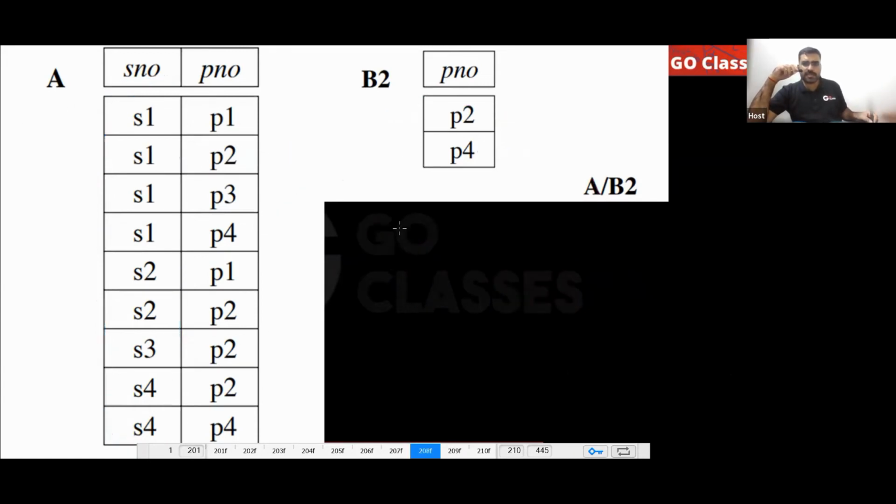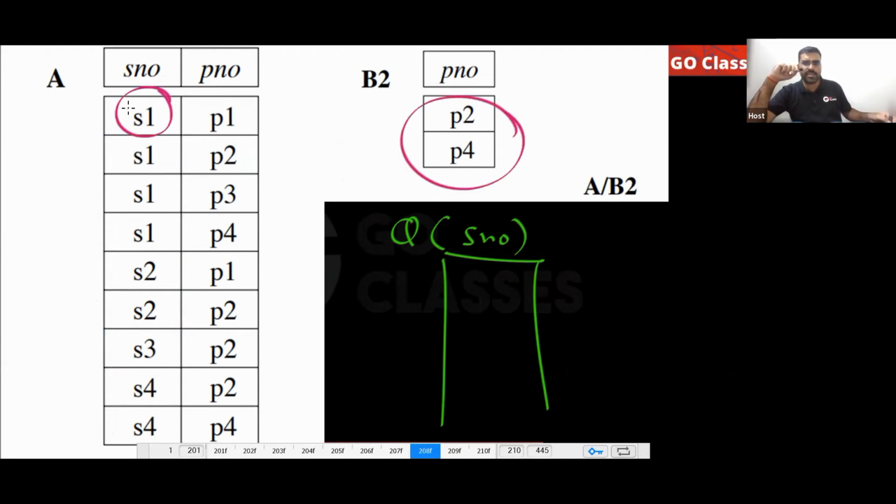The other direction is this. You know your final answer will contain the S number. So very easy, just check this S number. Look at S1. Is it paired with everything here? Is it paired with P2, P4? Yes, this S1 is paired with P2, P4, correct?